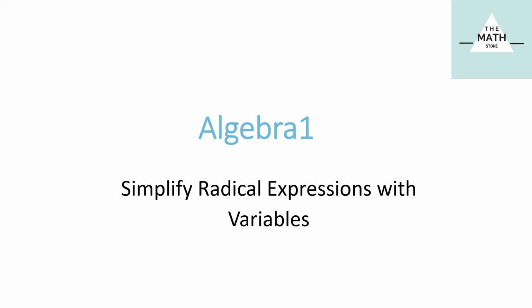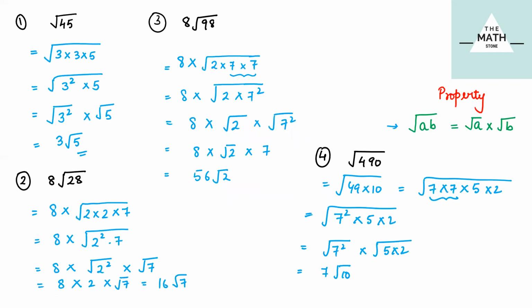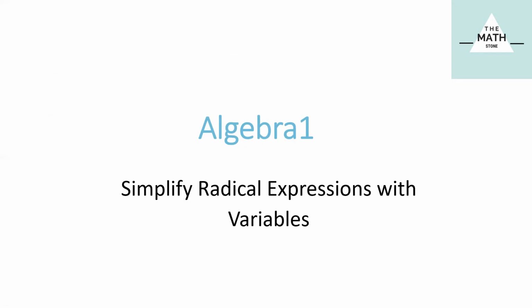So in the previous video, let's see what we did. We simplified radical expressions, but the radicand was only a number. The radicand part, if you can see, is just 45, 98, 28, and 490. Now today we'll simplify radical expressions with variables. Now your radicand will be a product of numbers and variables.